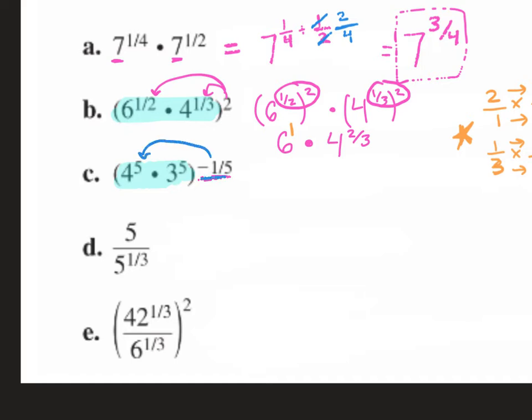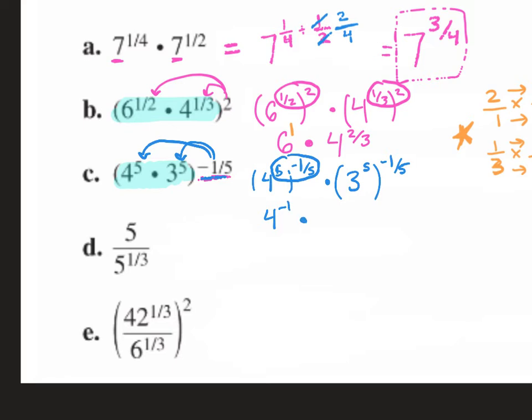All right, so how do we simplify a power raised to a power? Multiply. So what's 5 times negative 1/5? Negative 1. So we have 4 to the power of negative 1. And then what's 3 to the power of 5 to the power of negative 1/5? What do we do with our exponents? Multiply. So it's 5 times negative 1/5. Negative 1. So 3 to the power of negative 1.